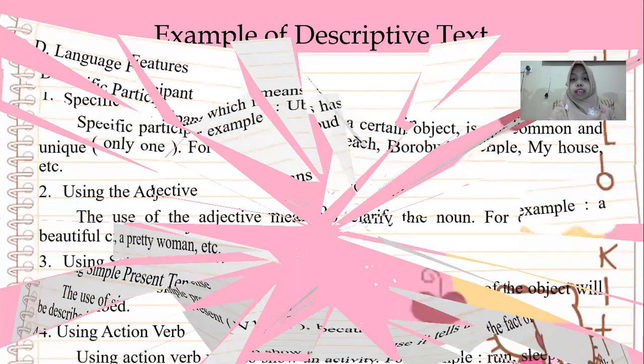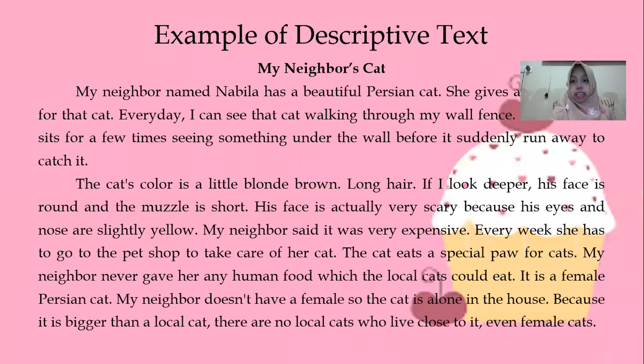Next, move to the example of descriptive text. Okay, this is an example. The title is My Neighbor's Cat. In the first paragraph, there is an identification because this paragraph explains the introduction of the neighbor's cat. And the second paragraph, the cat's color is a little blonde brown, includes description because it explains the description specifically of the cat.